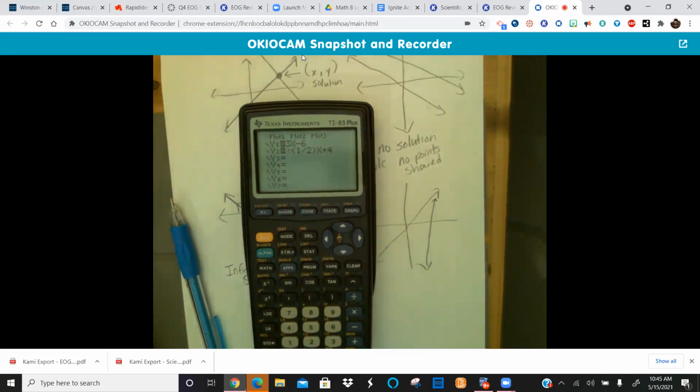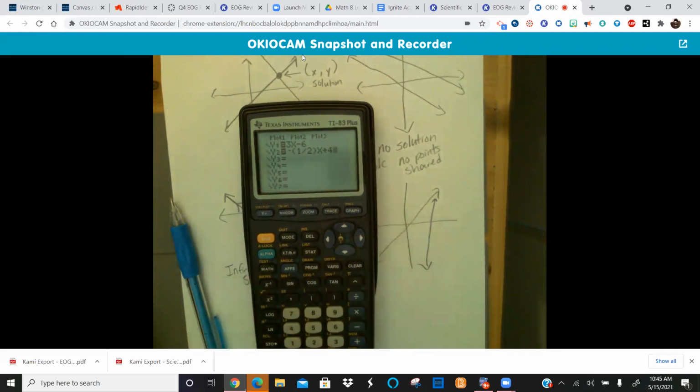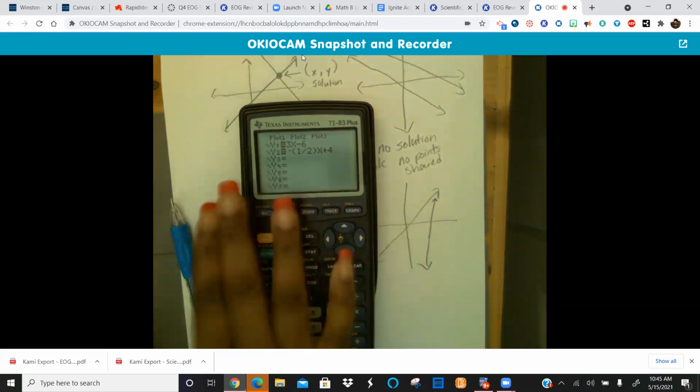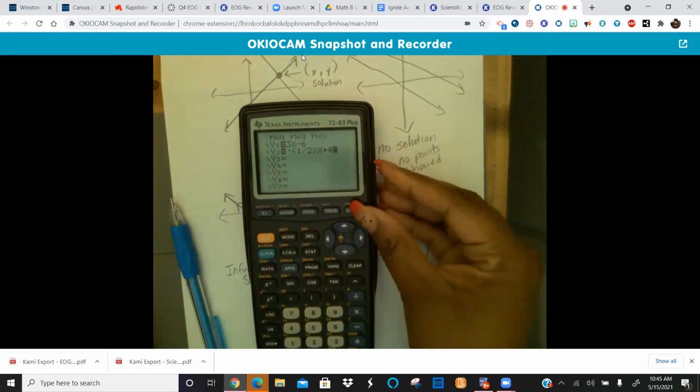And remember, if you don't have enough space, then you can always use the zoom fit button so that the calculator can choose the coordinate plane for you. Zoom fit is not going to work on the scatter plot that we tried earlier, but I know for a fact it works for your equations. All right, so now we're going to graph.